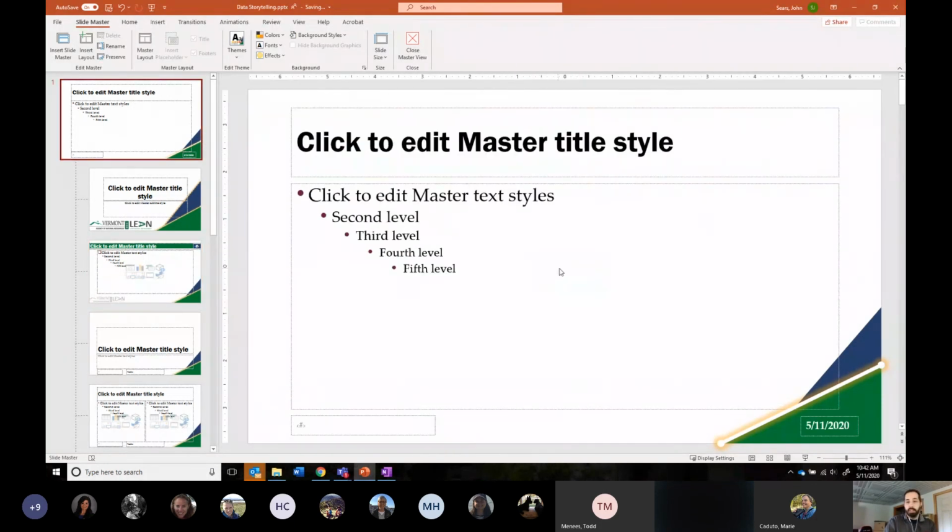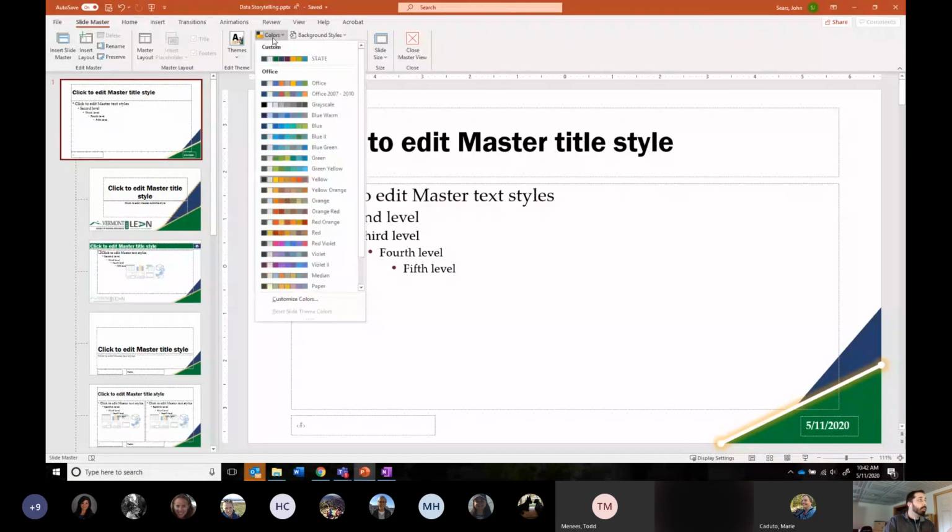I have not changed the overall parent, which you'll sort of have to play around with to get what you want, but you can set color themes. So I have a whole color theme set up that is state colors.